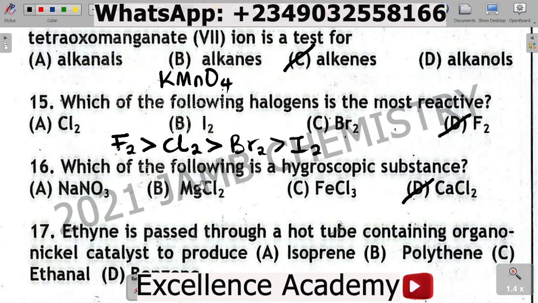I think for this question, it should rather be which of the following is not a hygroscopic substance. If there's a not here, then the answer would be NaNO3, because as I said earlier, many chlorides, that's MgCl2, FeCl3 and CaCl2, are all hygroscopic substances. So take note of this. But for this, we'll pick D because it is literally one of the most hygroscopic substances. So the answer there is calcium chloride.